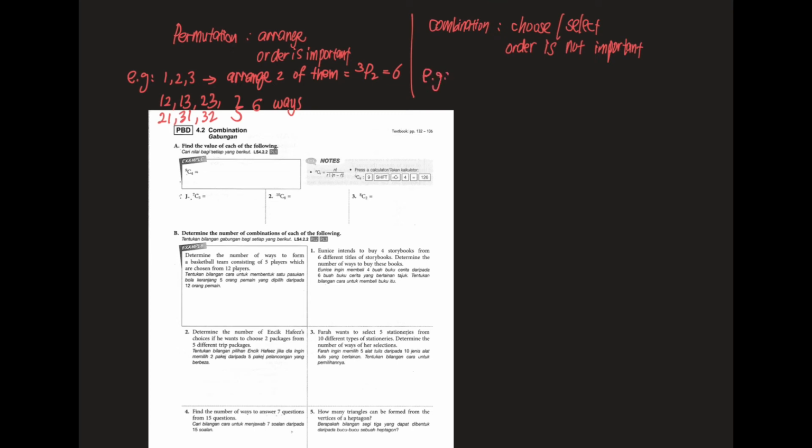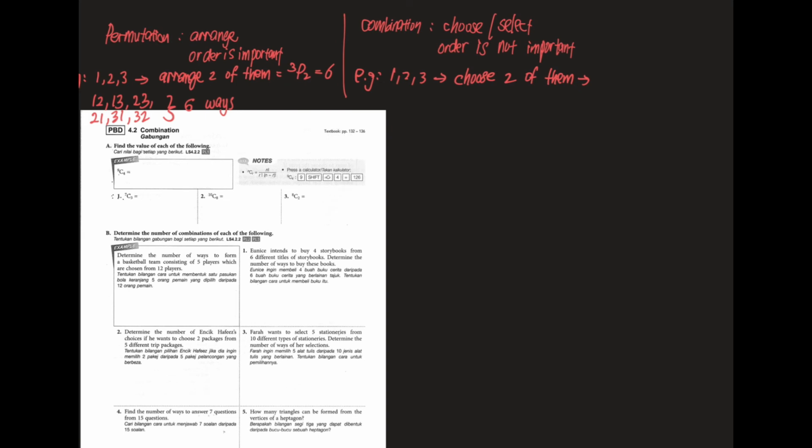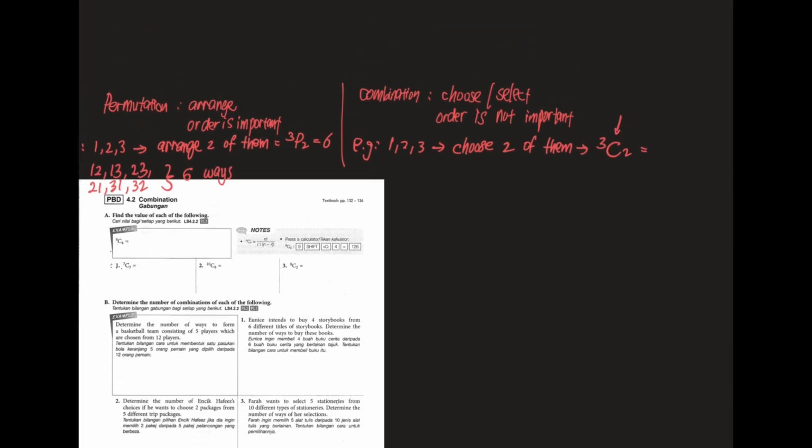Okay, let's say example. You have 1, 2, 3. You choose 2 of them. Then it is 3C2. You can press calculator. The C is shift divide. That is C, combination. If you press 3C2, your calculator will give you answer 3. That means there are 3 ways to choose 2 numbers from the 3 numbers.